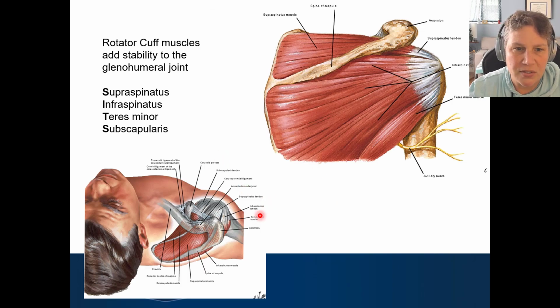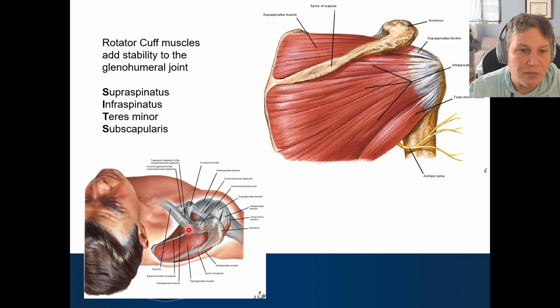Okay, so here you can see some of this here. So just to orient you, here's the spine of the scapula. Here's the supraspinatus muscle. It's going to go from this fossa, the supraspinatus fossa, underneath the acromion and then over to the humerus, specifically the greater tubercle. And that's where pretty much most of the rotator cuff muscles are going to attach, just different areas.